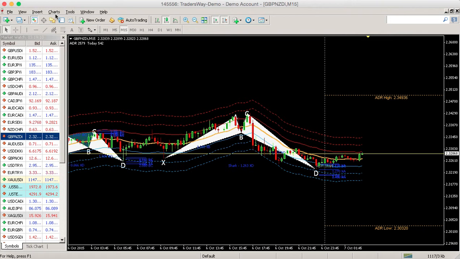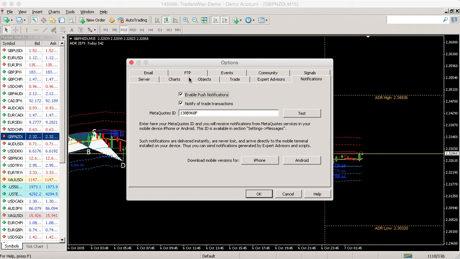If you want to get alerts to your phone, you have to go to Tools, Options, go inside of your app, your MetaTrader application on your phone. Go to your terminal, get your MetaQuotes ID number, and put the ID number here. Test it to see if your phone pings, and then just click OK. Now, if you want signals to your phone each and every day, you have to enable your push notification, enable both of these, and click OK.